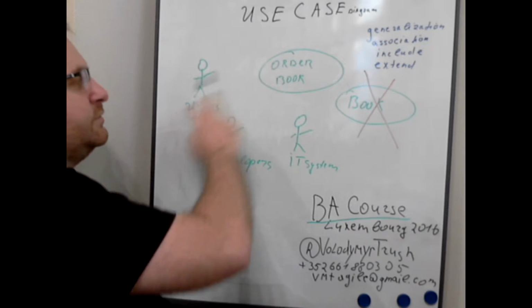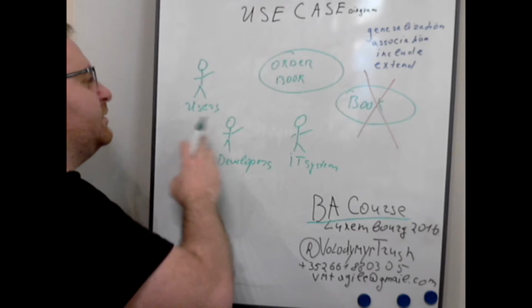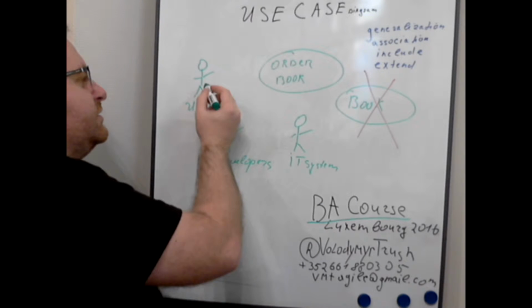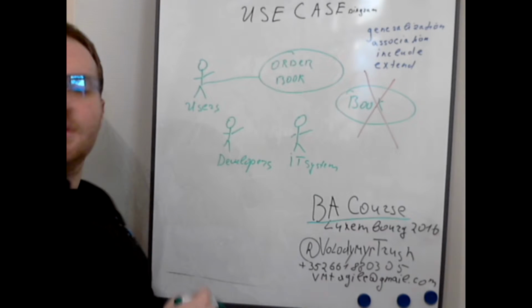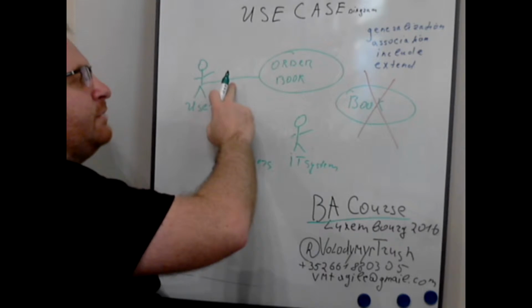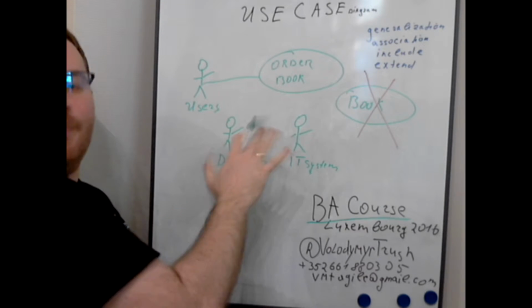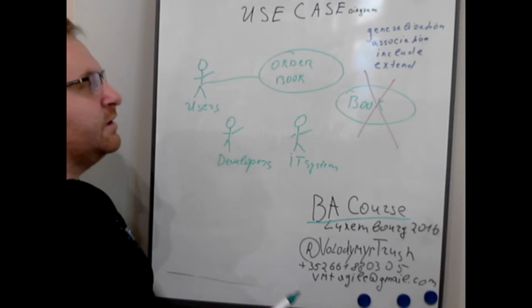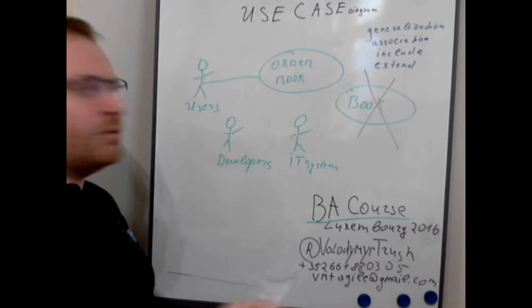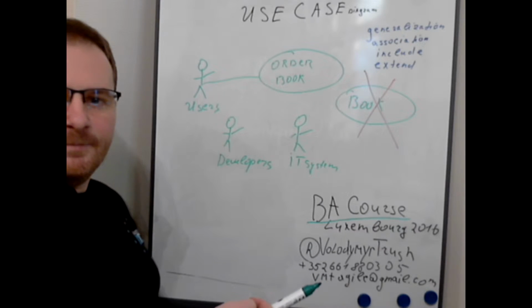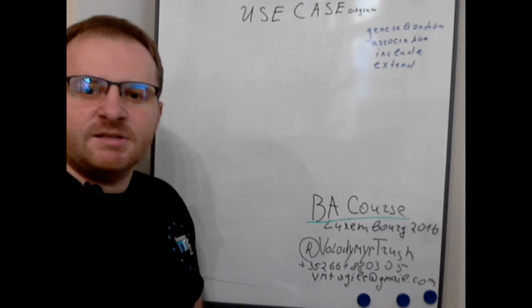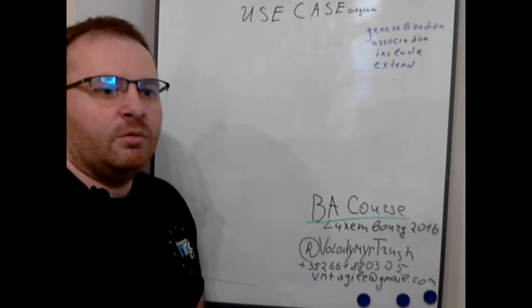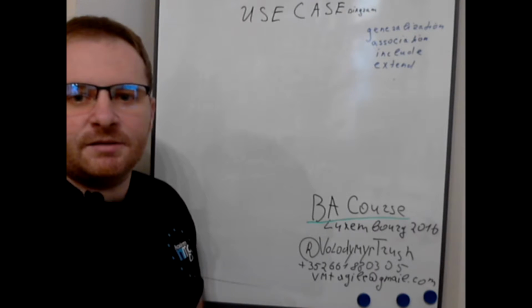Alright, so to show the interaction between the user and the action, we need to have this line. And this line can be one of those, depending on the case. Let's now discuss in which case we could use generalization, or association, or include, or extend. Okay? So, a simple example. I'm the customer. I want to order the food on the website.